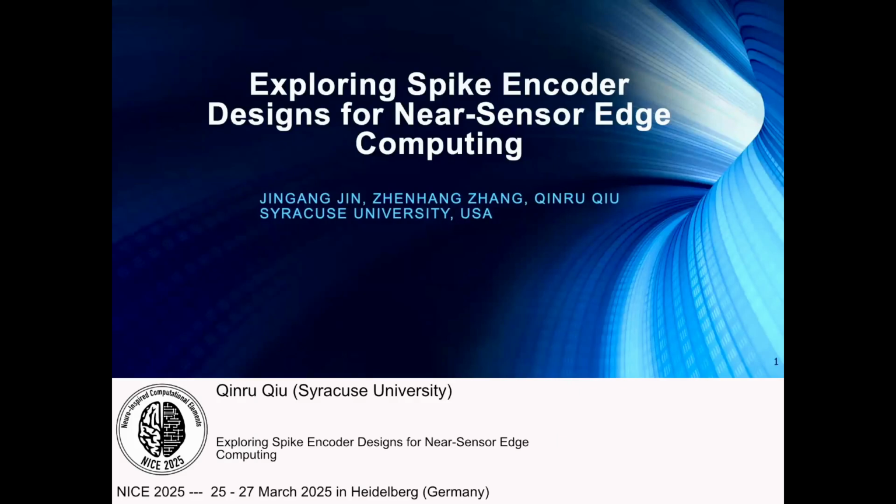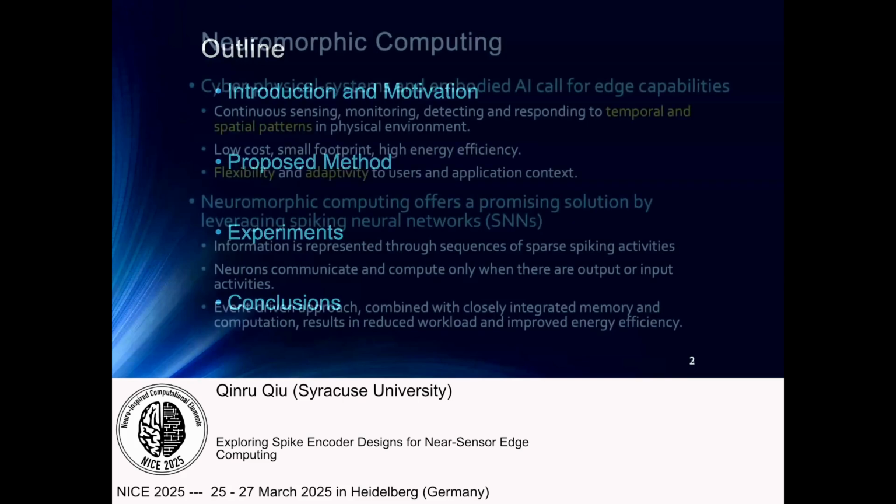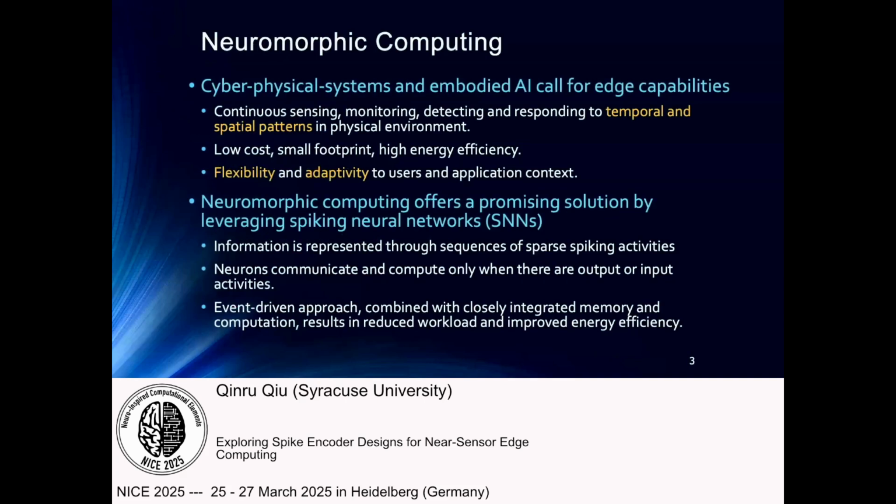I'm very glad to be here to talk about our work on exploring spike encoder designs for near-sensor edge computing. This work is mainly done by my students, Jing Gang and Zhen Hang. And this is the outline. I will talk about the introduction and motivation, then our method, followed by experimental results, and finally the conclusions.